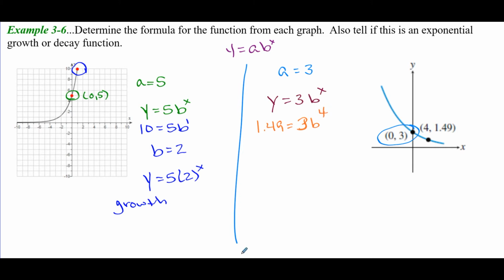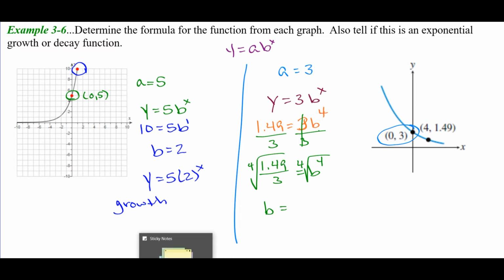So doing some algebra here, we're going to divide both sides by 3. I'm not even going to worry about evaluating that. I'm just going to leave it in that fraction form because we're going to end up putting that into our calculator anyway. So we have 1.49 over 3 equals b to the 4th power. So remember, to get rid of the 4th power, we have to take the 4th root. So I'm going to 4th root both sides here. Technically, again, this would be b is plus or minus, but we know that our b value has to be positive. So I'm going to use the positive value here.